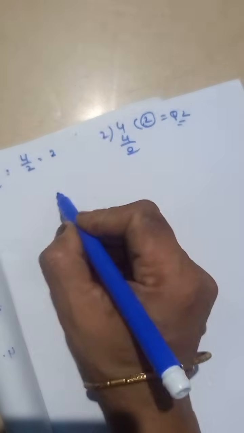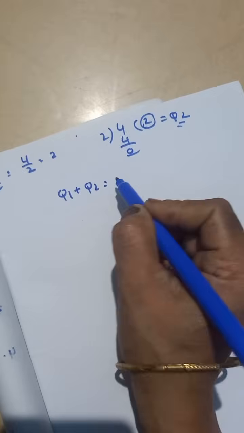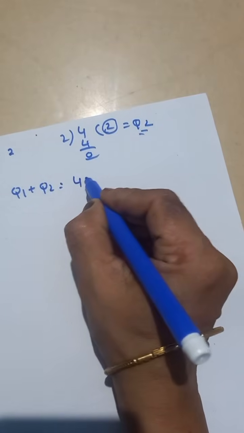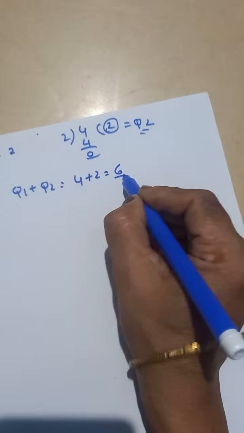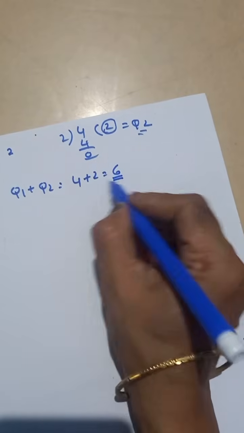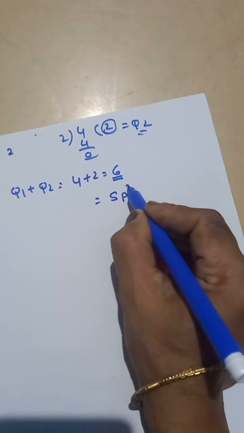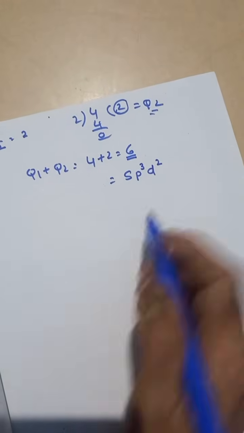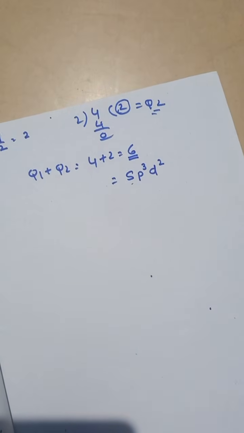Now quotient number 1 plus quotient number 2. Quotient number 1 here is 4, plus quotient number 2, which is 2. So this is 6. What is the hybridization for this one? That is sp3d2. See students, how easy this is. So sp3d2 is our hybridization.